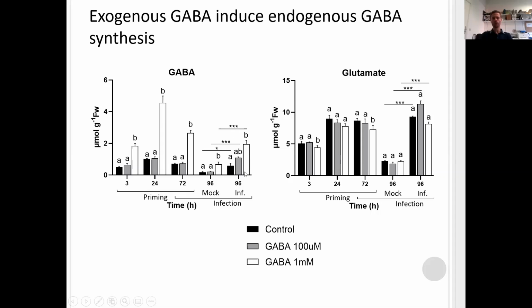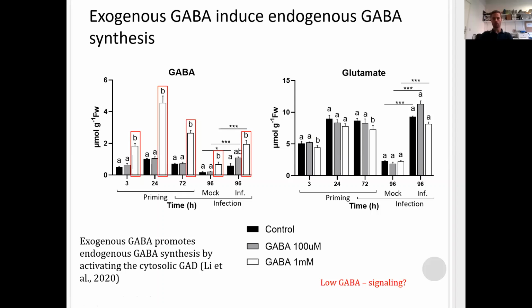And even after infection, we found for both concentrations, GABA accumulates significantly higher in the treated plants compared to the control plants, suggesting that even at a low concentration, GABA can prime its own synthesis, but it needs to be exposed to a stress first, whereas at high concentrations, it directly induces the accumulation of GABA. And it has been shown in the past, actually, that exogenous GABA can also promote the endogenous GABA synthesis, and this happens through the activation of the glutamate decarboxylase, and it's proposed to function through calcium, maybe calcium signatures.